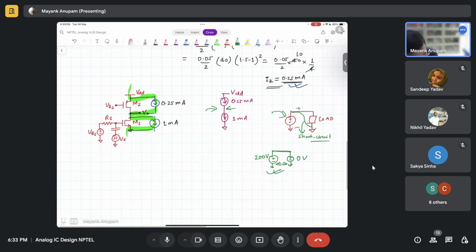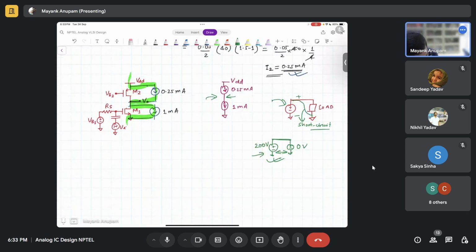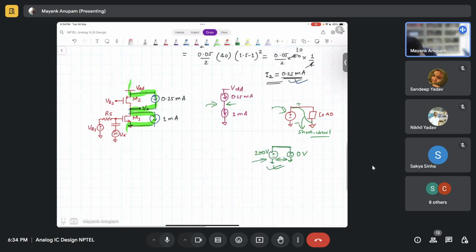Just as in this condition where two voltage sources were placed in parallel with each other and they were different and a large current flowed through it, similarly, if two current sources are placed in series with each other and both of them have different currents, what is going to happen is that this voltage here, which is exactly in the middle, will suddenly rise or fall. So what is going to happen here?